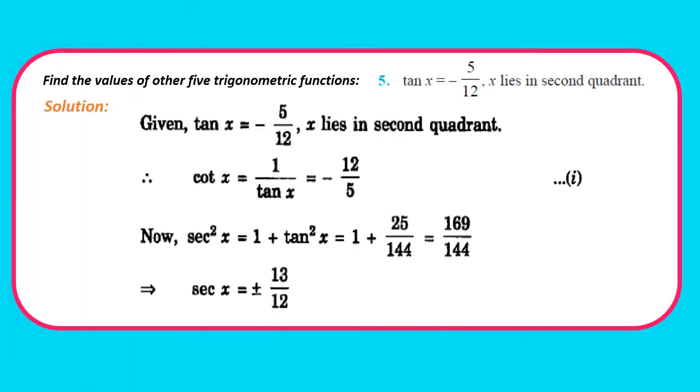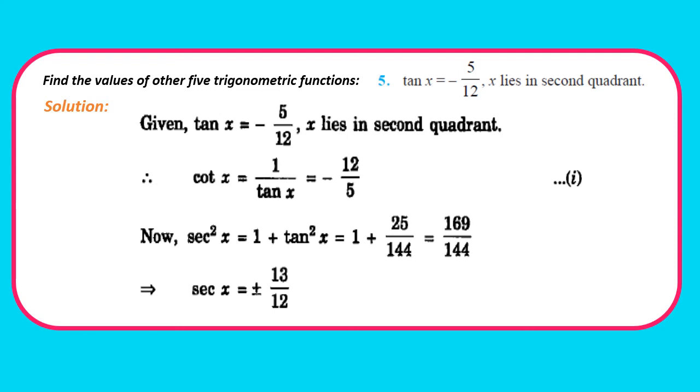Next is: find the values of other 5 trigonometric functions if tan x equals minus 5 by 12 and x lies in the second quadrant. Now it is second quadrant. So we have tan x equals minus 5 by 12 and x is in the second quadrant. So cot equals what? Reciprocal of tan. So cot x equals 1 upon tan x. So this becomes minus 12 upon 5.